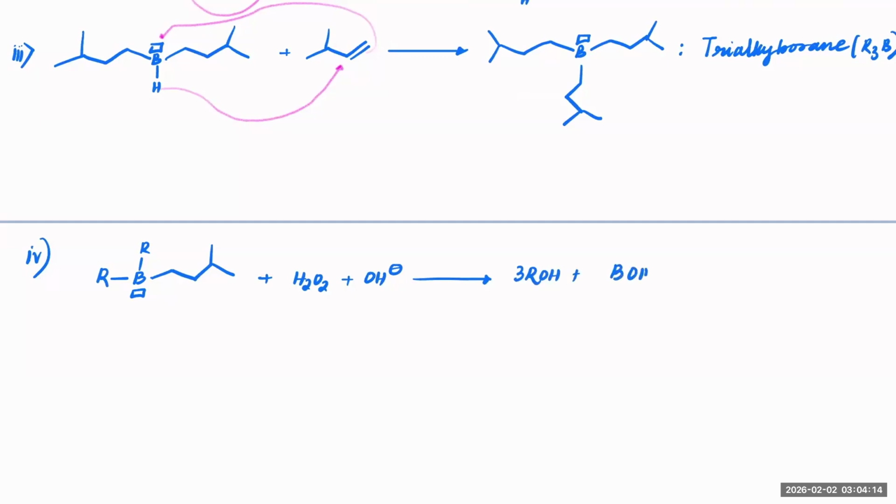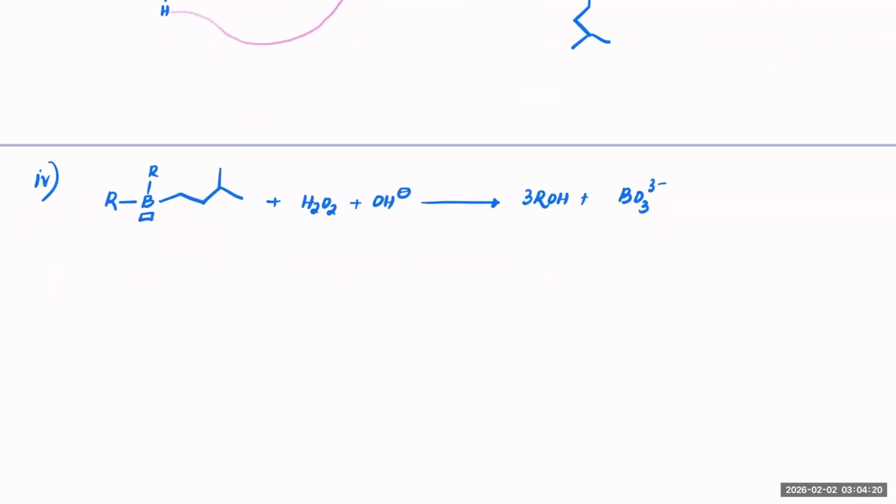1 mole of BO3 3 minus will be formed. This is the overall reaction that will take place. Correct? So how does this happen? See, first H2O2 in the presence of OH minus. H2O2 is a weak acid. So that weak acid will take OH minus and convert itself into H2O plus HOO minus. One H plus has gone from peroxide, you'll have HOO minus.